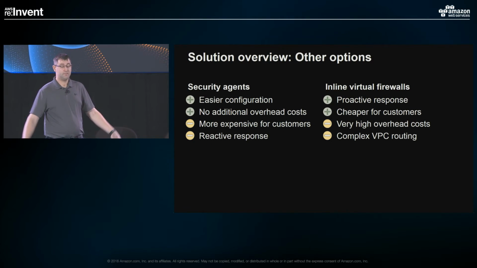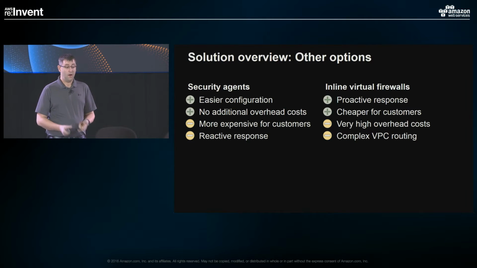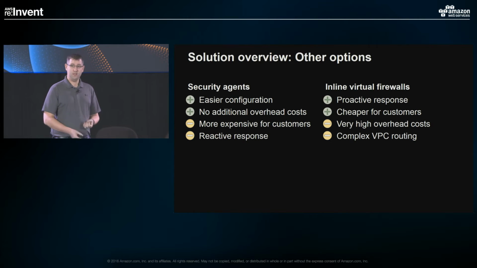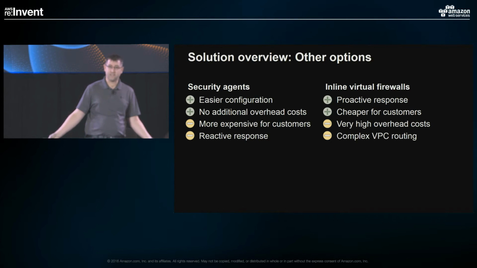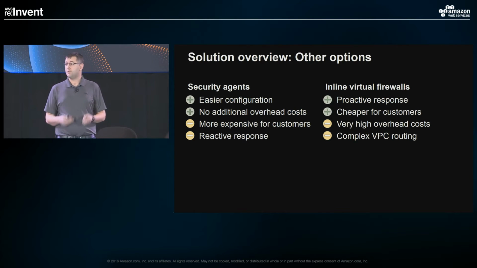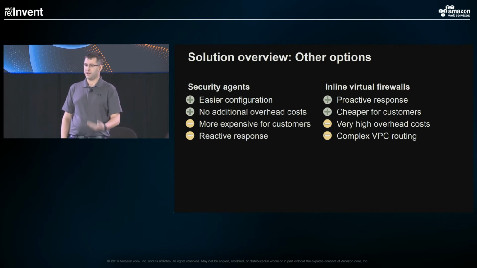So what else did we look at? We looked at security agents, as Leo said. They're really easy to configure, and there's no additional overhead cost. But it is actually more expensive to our end customers. We actually have to make a bigger server that has more memory, more CPU, because these agents consume resources on the server. It makes it very hard to right size for our end users, so ultimately they have to eat some of those costs. And they're reactive. They're on the server. So if something goes off with a security agent, it's already at the server. Something has gone wrong. You want to stop it before it gets to that point.